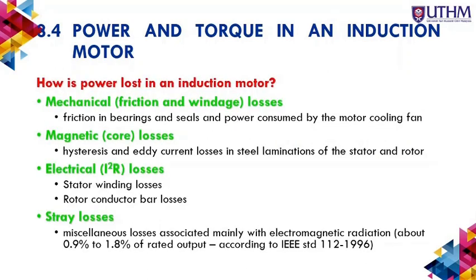So how is the power loss in an induction motor? First, there are mechanical losses, which are friction and windage. Friction is in the bearings and seals, and power consumed by the motor cooling fan. When there is a fan at the end, it adds some obstruction. Then there are core losses, hysteresis and eddy current. Then the electrical losses, due to the stator winding and conductor bar losses. And the other losses are stray losses.